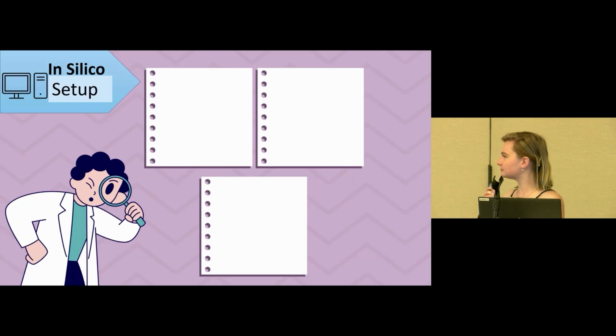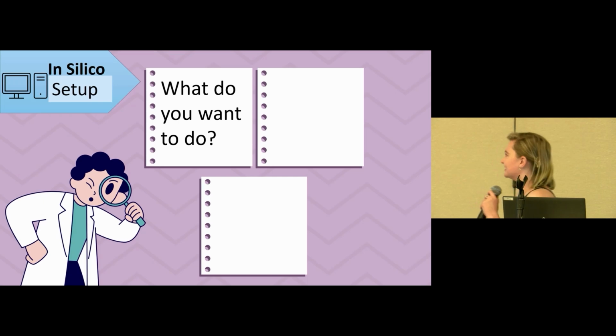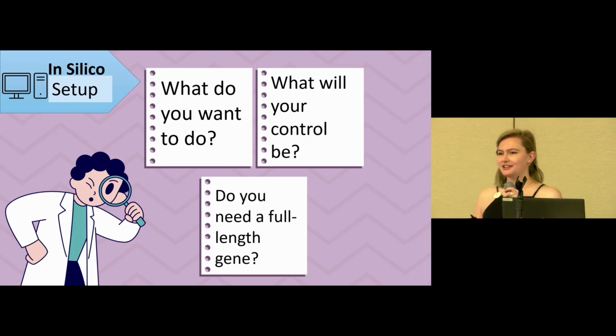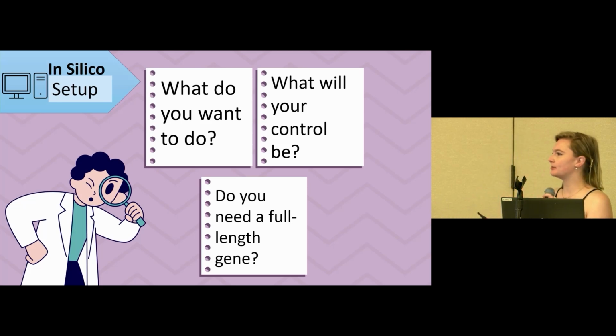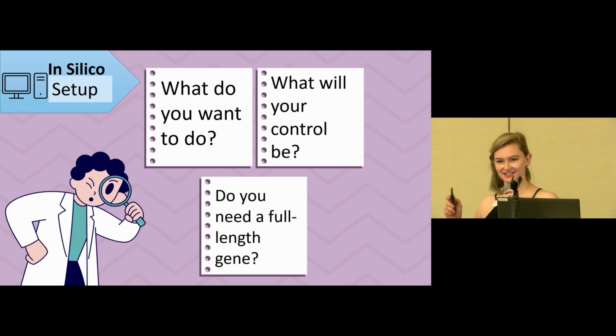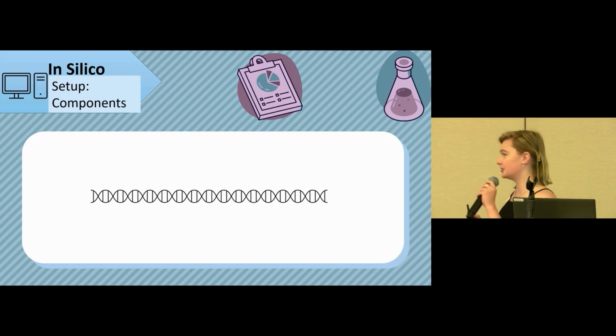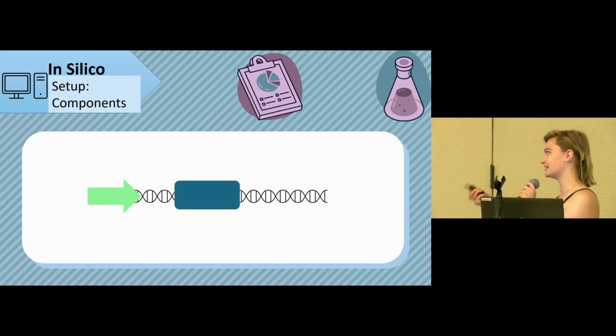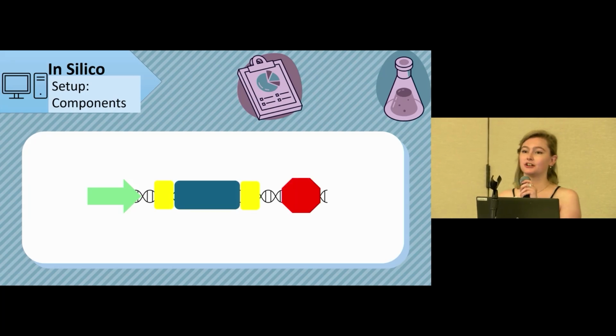Okay. So, you want to ask yourself the big life questions. What do you want to do? What do you want your construct to do when you move it into your plant? What will your control be? Because I can tell you not a lot of people think about that when they transform. And do you need a full-length gene or do you need just a partial? What kind of terminator do you need? What kind of promoter do you need? We're going to get into all of that. But I just want to remind everyone to think about this really early in advance and talk to your PI about it. So, the general components that you're going to need, and y'all are all familiar with these, are the promoter, the coding sequence, the terminator, and potentially your signal peptides.